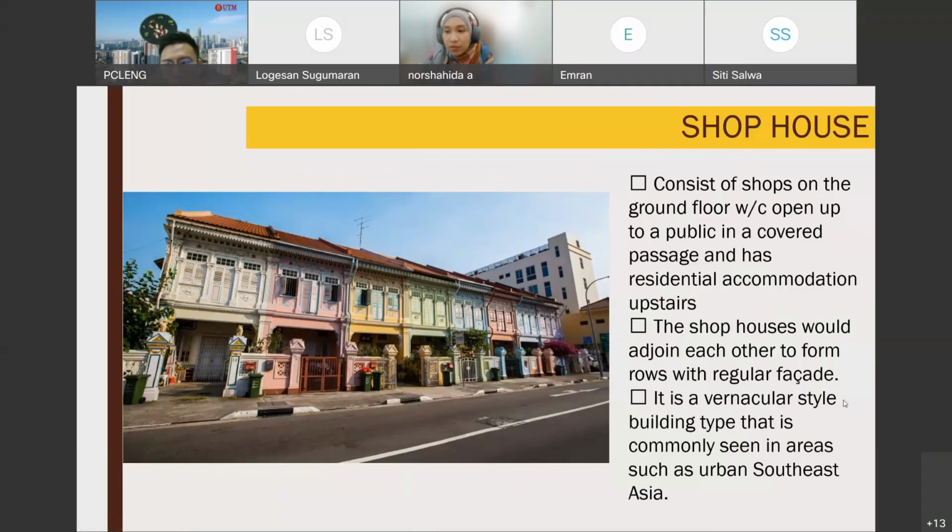Okay. Another one is shop house. Shop house is very common, especially in the early settlement in Malaysia, in Penang, in Melaka, in Johor Bahru, kan. Banyak daerah negeri-negeri yang ada this kind of shop house.